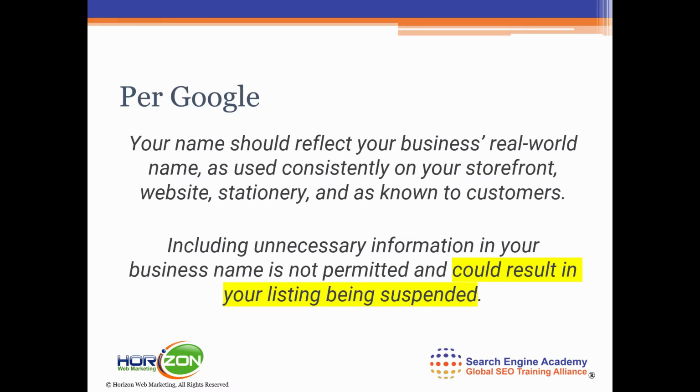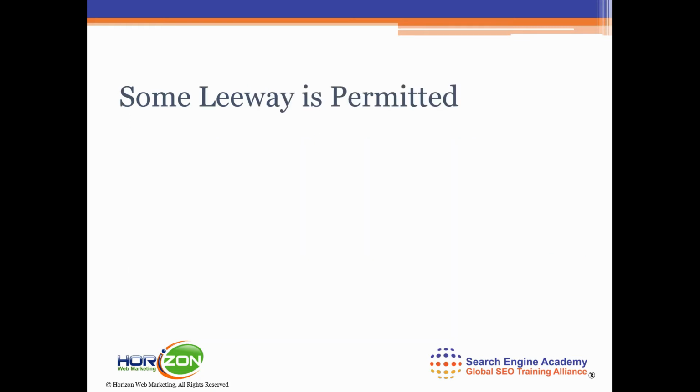Here's specifically what Google says on it. They say your name should reflect your business real-world name as used consistently on your storefront, website, stationery, and as known to customers. Now, the implication here is if you have not been consistent with the use of your business name, and some small companies are not, try to now move towards being consistent. Make sure that all these things do agree on what your business name is. And Google goes on to say, including unnecessary information in your business name is not permitted and could result in your listing being suspended.